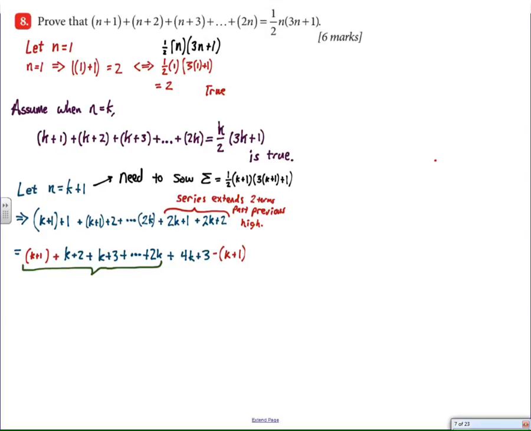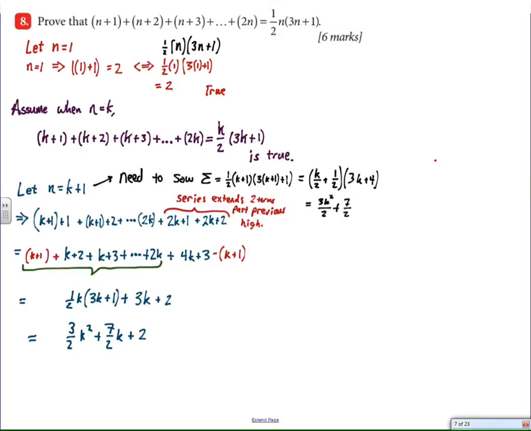All of the stuff under the green bracket, or above the green bracket, is equal to k over 2 times the quantity 3k plus 1 by my assumption. So this is where the induction step is going in. Because of my assumption here, I can take all of the stuff I wrote here and make it that. Plus the 4k minus 1k is 3k, and then the 3 minus 1 is 2. So simplify all this and I get the quadratic expression as seen. Now all I have to do is verify that this expression is equal to that expression. I could do so either by factoring this expression or by foiling this out, and either way I end up with the same truth.